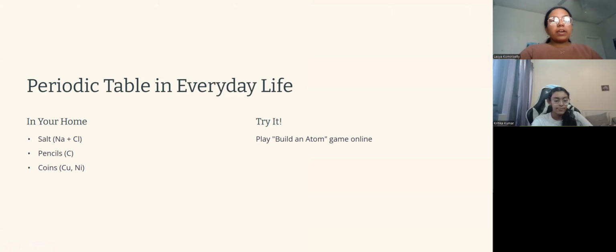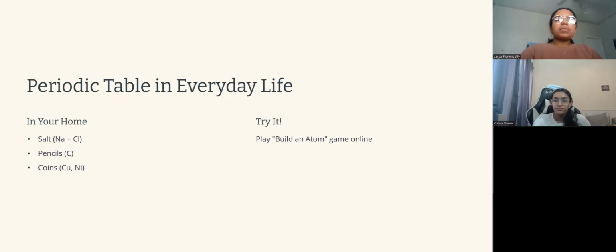And then we have pencils, which are made of C, carbon, and the tip, the black part of the pencil itself, is made of carbon. And then we have coins, which are made of copper, Cu, and nickel, which is Ni. And these are also found at your home, and these are elements that are also found in the periodic table.